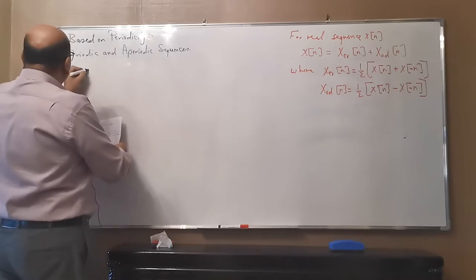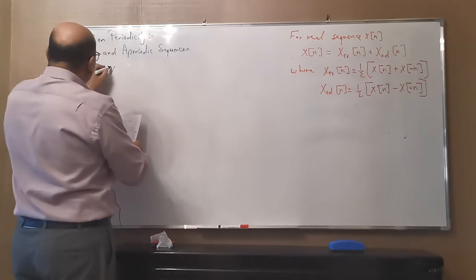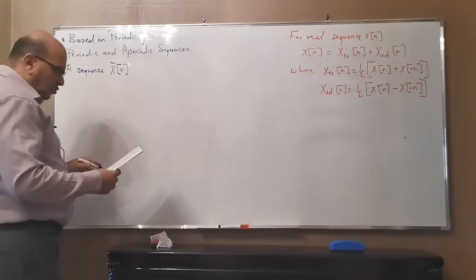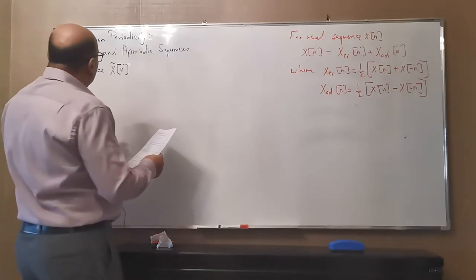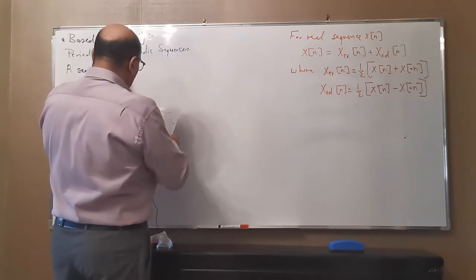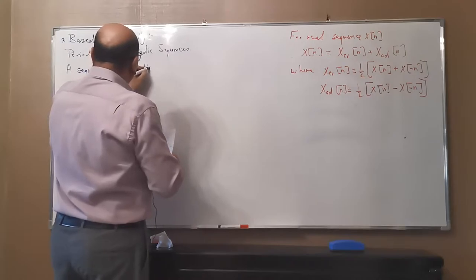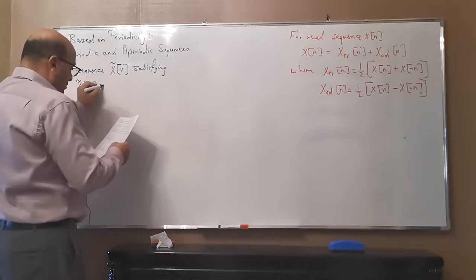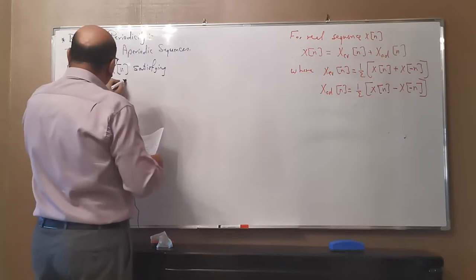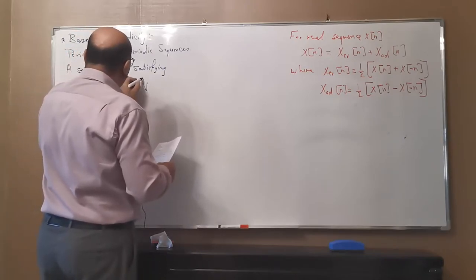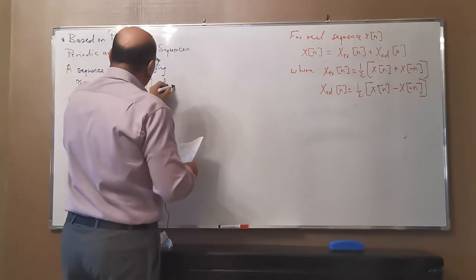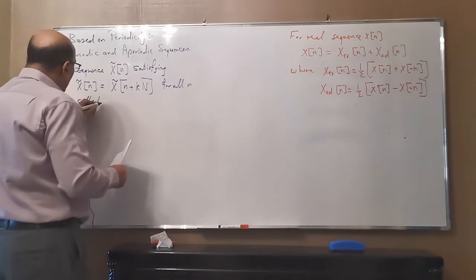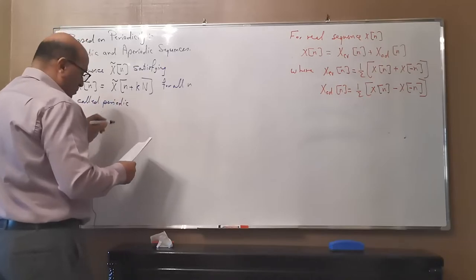Okay. A sequence, as a definition, sequence x tilde of n, and we will use this tilde above the variable to make sure that you are dealing with a periodic sequence. A sequence x of n, or x tilde of n, satisfying x tilde of n is equal to x tilde of n plus k times capital N, for all n, is called periodic sequence.